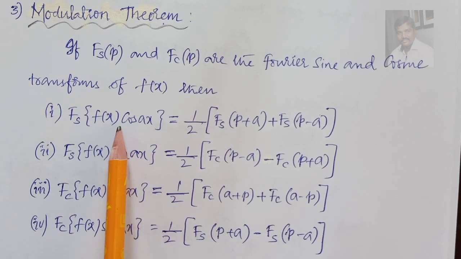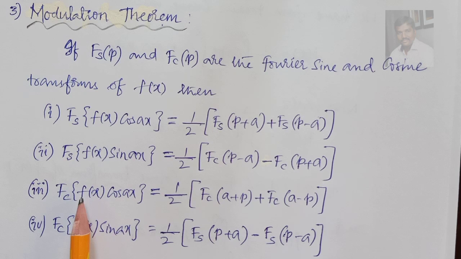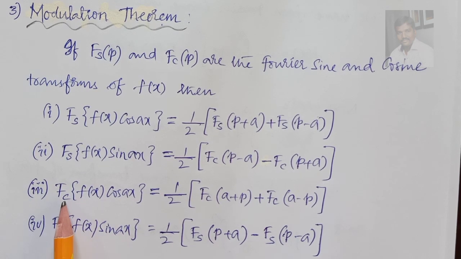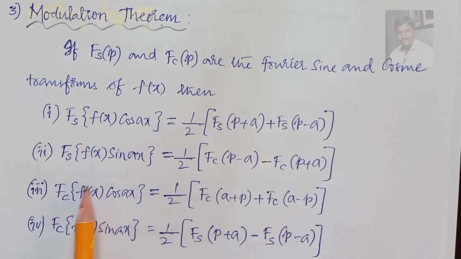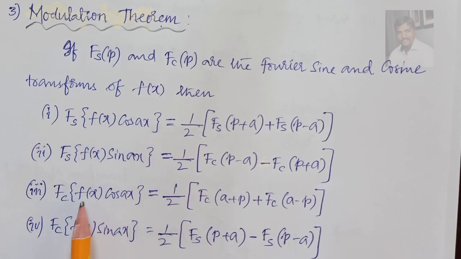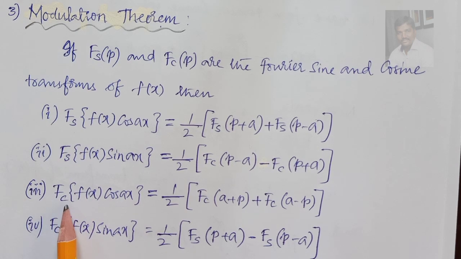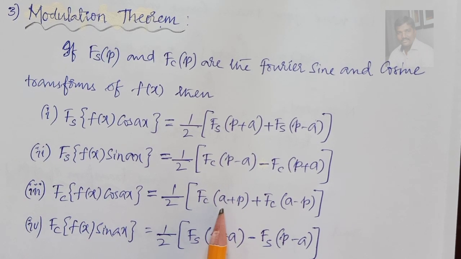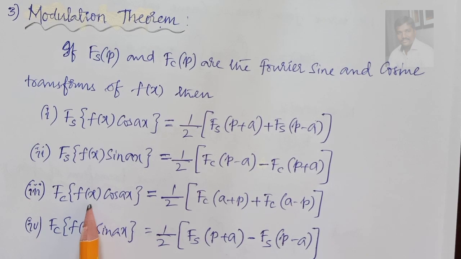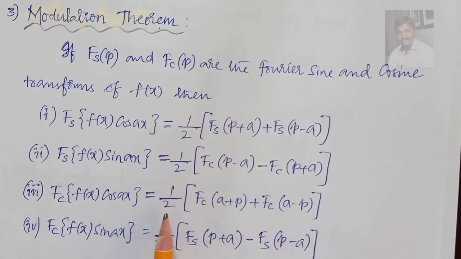Here, for the combination of cos ax along with the function, it is enough to know the Fourier cosine transform of f(x). Whether it is the Fourier sine or Fourier cosine of f(x) cos ax, on the right side also we need to know the Fourier cosine transform of f(x). We just put a+p and a-p in place of p, and take the average here.